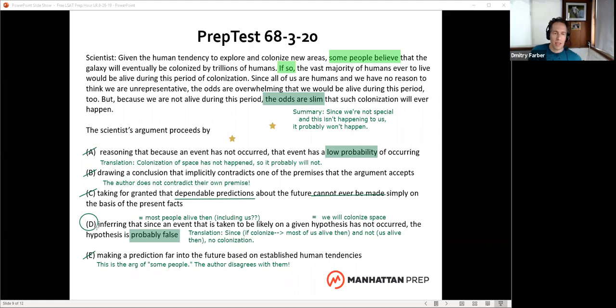One quick way to do it again is that B is contradictory, it's not contradictory. Right? C is absolute. You can't ever do something. They didn't say that. Most of these answer choices are too simple in that they simply say the author did one thing. They made a prediction. They said because it hasn't happened, it won't. If we realize how involved the argument is, then we need an answer choice that matches that.